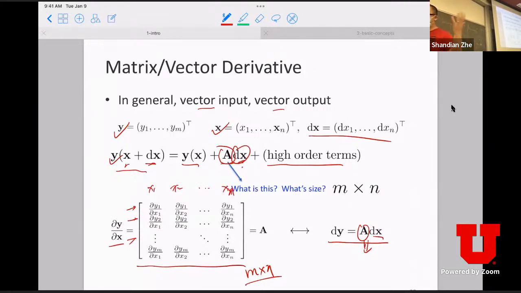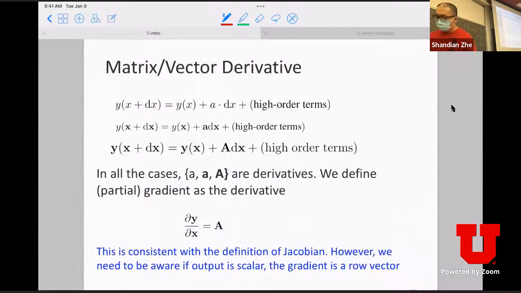This case actually covers all cases. If you have a scalar output, then A becomes a row vector, because your number of rows is just one. If y is scalar and x is scalar, then A becomes a scalar. Given this definition, you have two choices to define your gradient. I prefer to define the gradient by just using the Jacobian matrix, meaning that I define the partial derivative of y over the partial derivative of x as A.